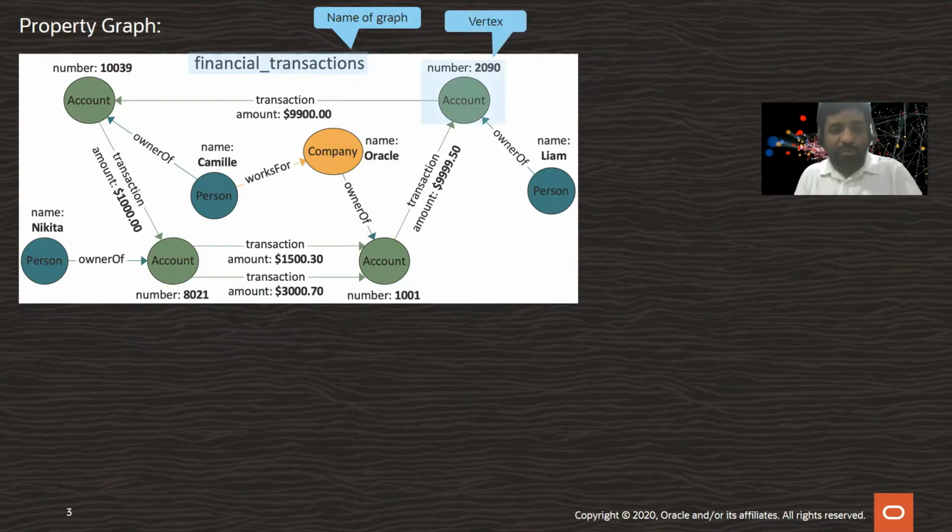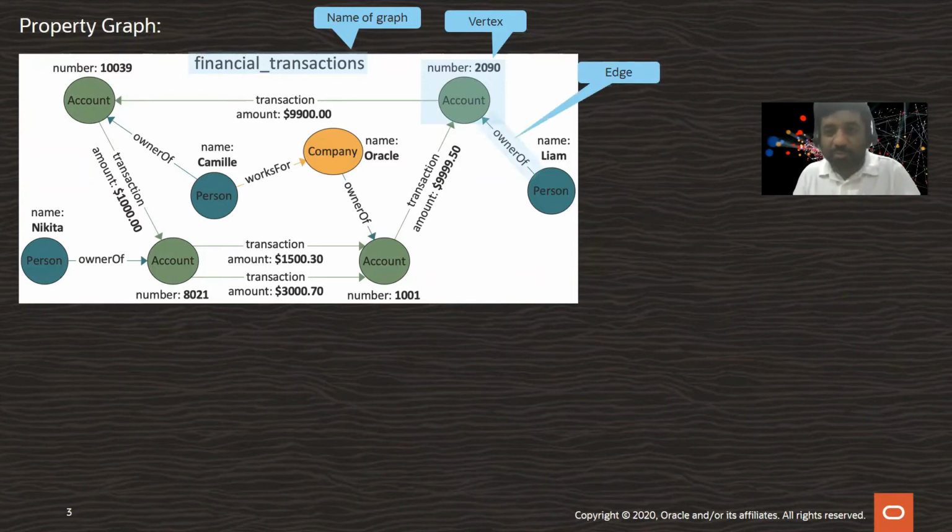The different elements of Oracle property graph, it will always have a vertex or a set of vertices. In this example, where we have highlighted, account number 2090 is the vertex of that particular account. We also have different vertices. So account is one of the vertex. Like that, person is a different vertex. Company is a different vertex. So they are all part of the vertices. So every vertex comes with its own labels and its own properties.